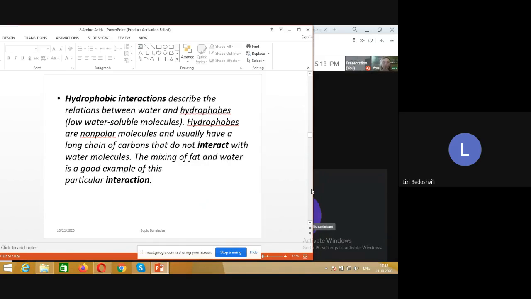Hydrophobic interactions describe the relations between water and hydrophobes, low water soluble molecules. Hydrophobes are nonpolar molecules and usually have a long chain of carbons that do not interact with water molecules. The mixing of fat and water is a good example of this particular interaction. So it's a hydrophobic molecule.